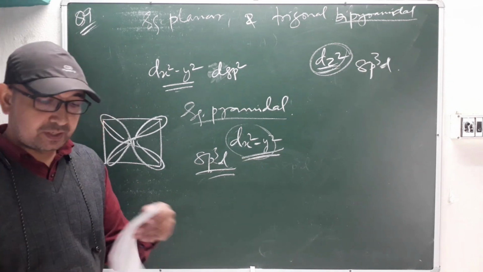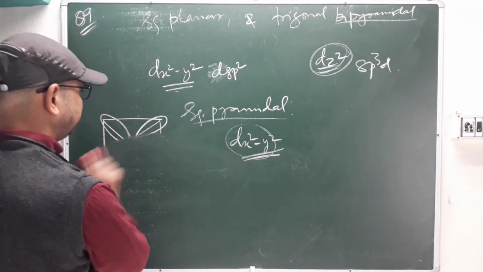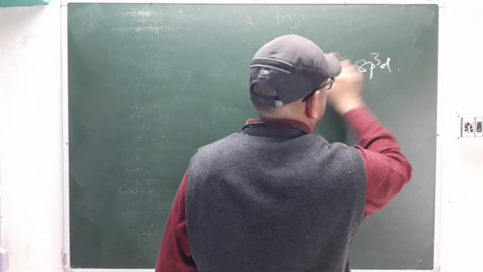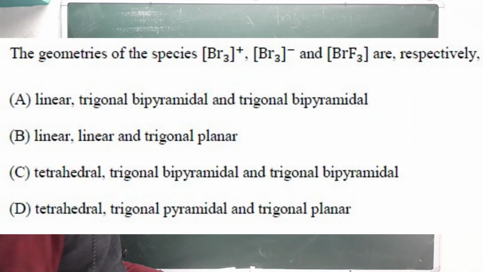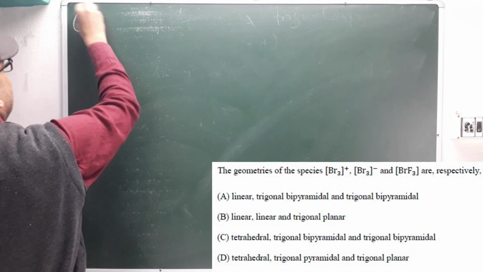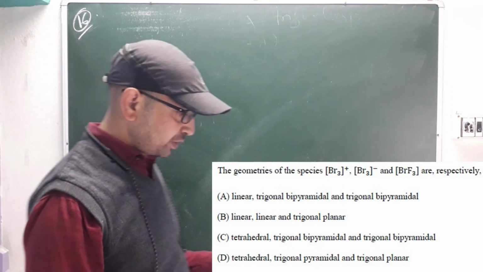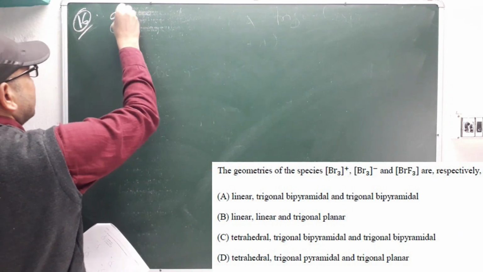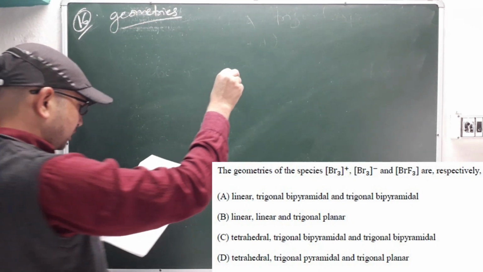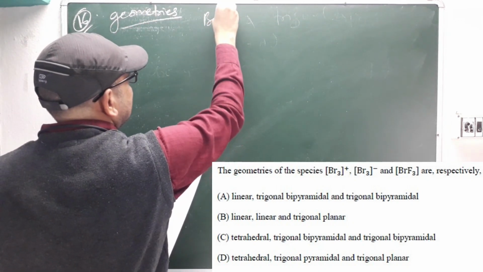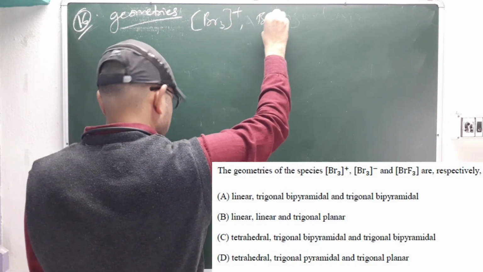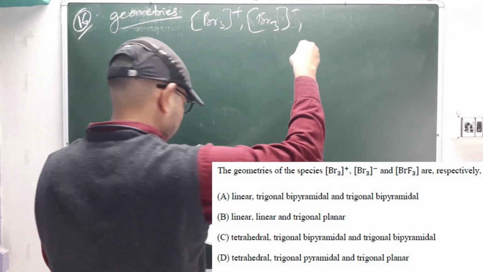Okay, one more question is there. Let me solve this from the current year, which I am discussing now, 2020. Question number 16. They have asked for the geometries of BrF2 plus, BrF4 minus and BrF3, respectively.